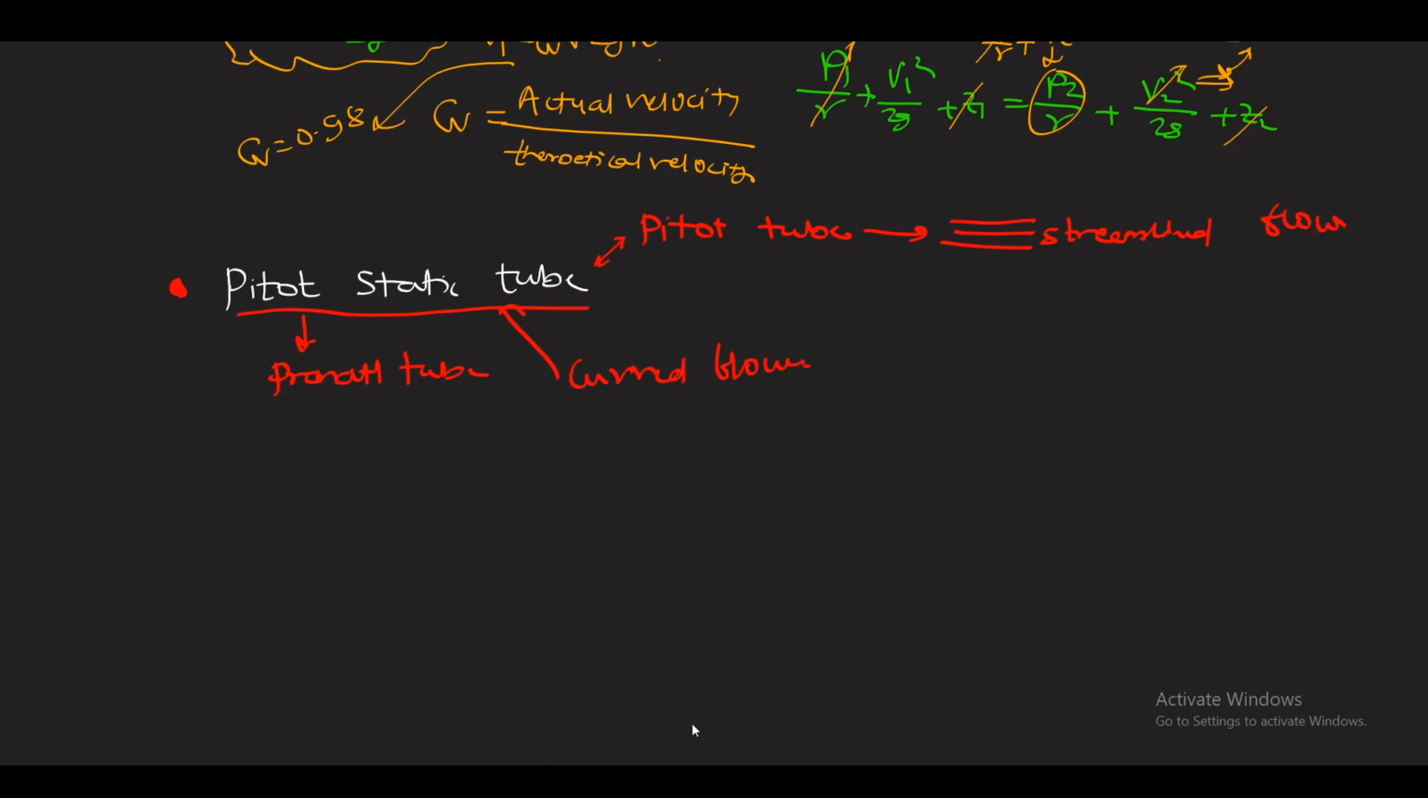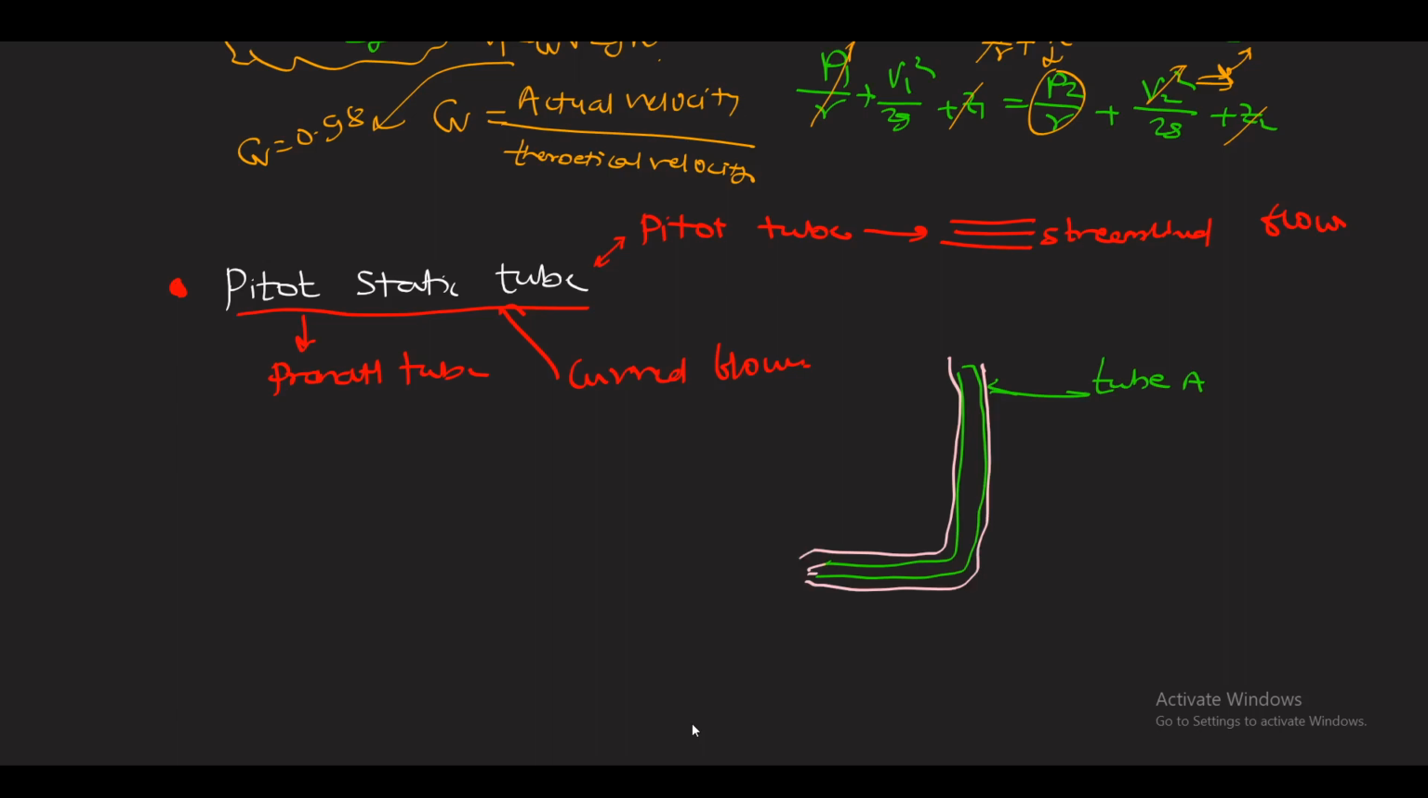The construction of the pitot static tube is similar to the pitot tube, just the difference is that there are two tubes. Sorry, it is not closed here. Suppose this is tube A, and it is surrounded by tube B. So there are two tubes, and tube A is surrounded by tube B.